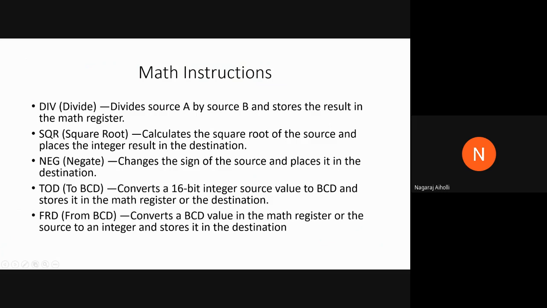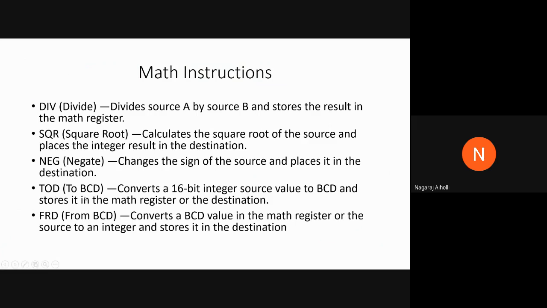SQR stands for square root. It calculates the square root of the source and places the integer result in the destination. Then the negate NEG instruction changes the sign of the data. That is, if the value is positive, it will make it negative. If the value is negative, it will make it positive. It negates or changes the sign of the source.